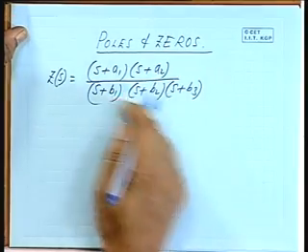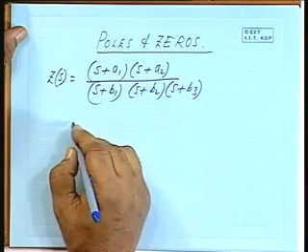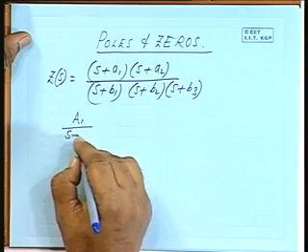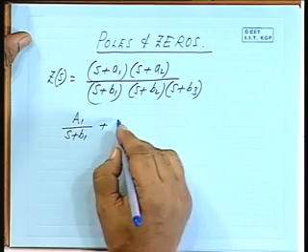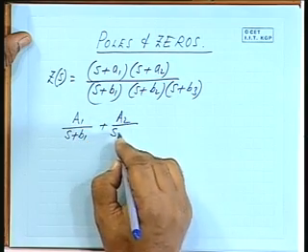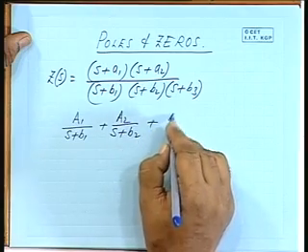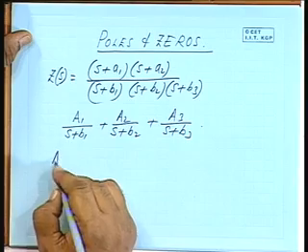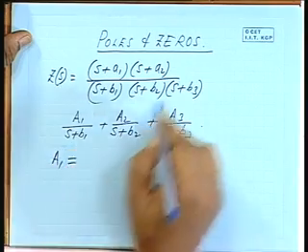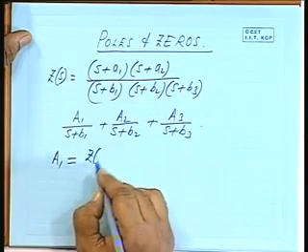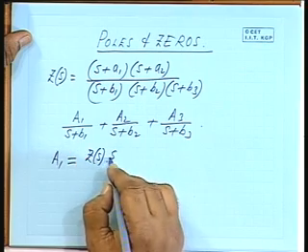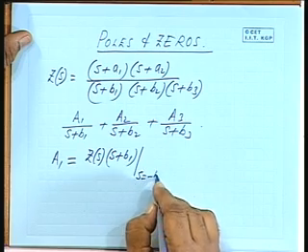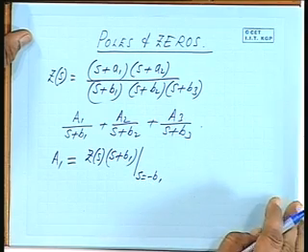So, for any function of this kind, when we want to calculate the residues A1, A2 etc., say A1, we computed it like this: the function Z(S) multiplied by S plus B1, and then evaluate this at S equal to minus B1, is it not?